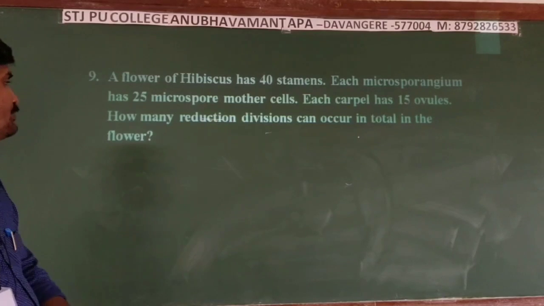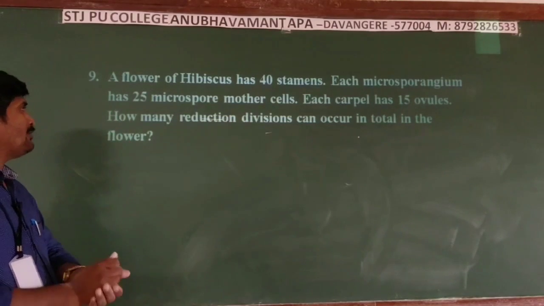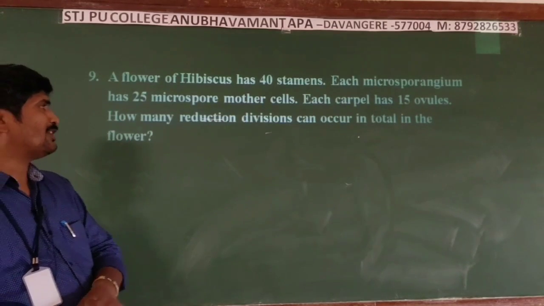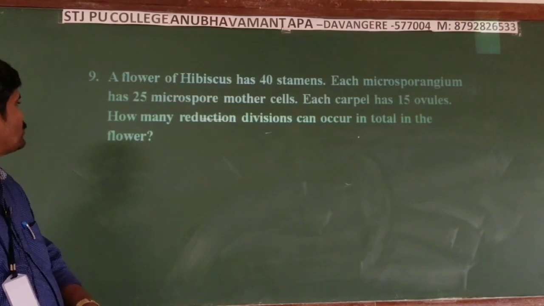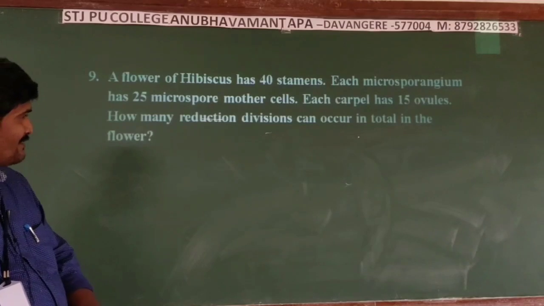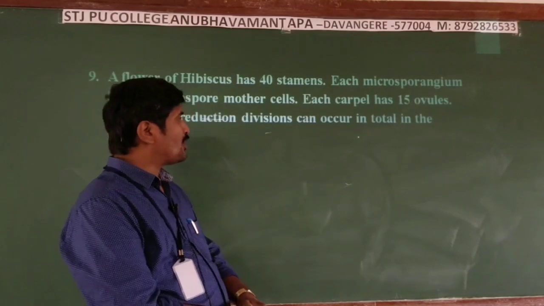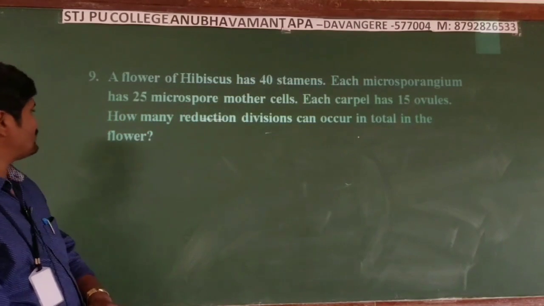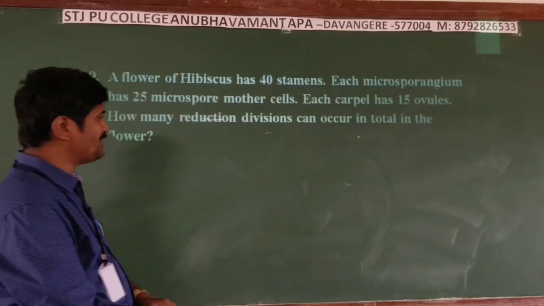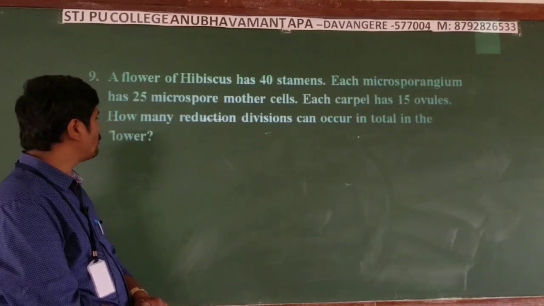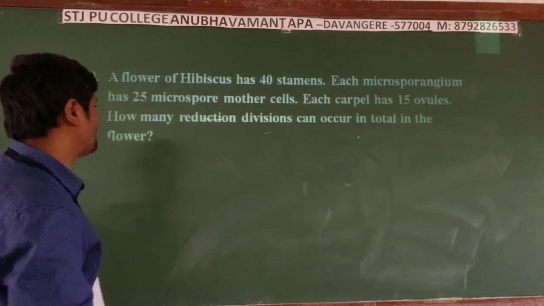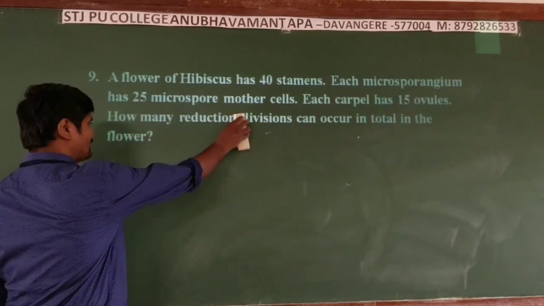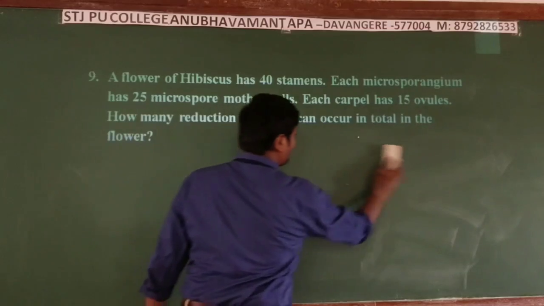See here. A flower of hibiscus has 40 stamens. Each microsporangium has 25 microspore mother cells. Each carpel has 15 ovules. How many reductional divisions can occur in total in a flower? That is, meiotic cell divisions.